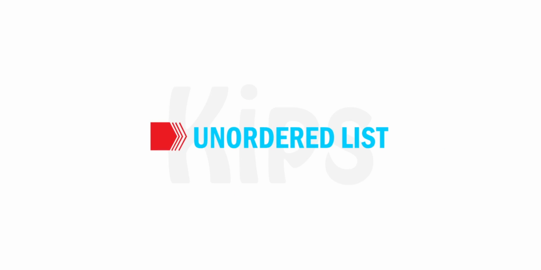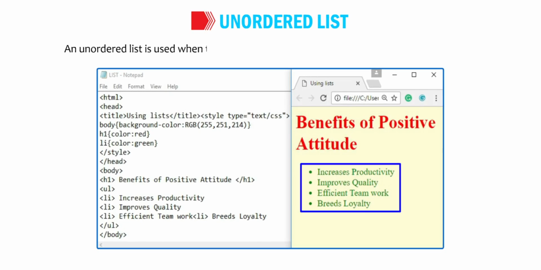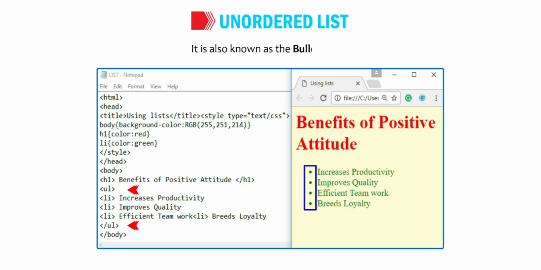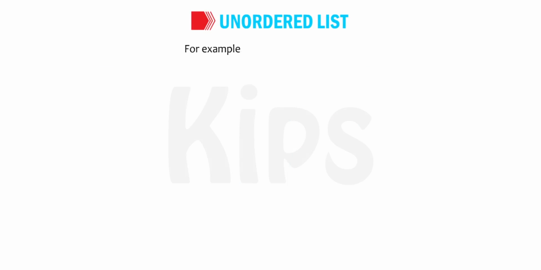Okay, now let us understand the unordered list. An unordered list is used when the items are not to be displayed in any particular sequence. The list begins and ends with <UL> and </UL> tags respectively. It indents each item in the list and adds a bullet against each of them. It is also known as a bulleted list. For example, a list of stationery items: pen, eraser, pencil, stencil, clipboard.